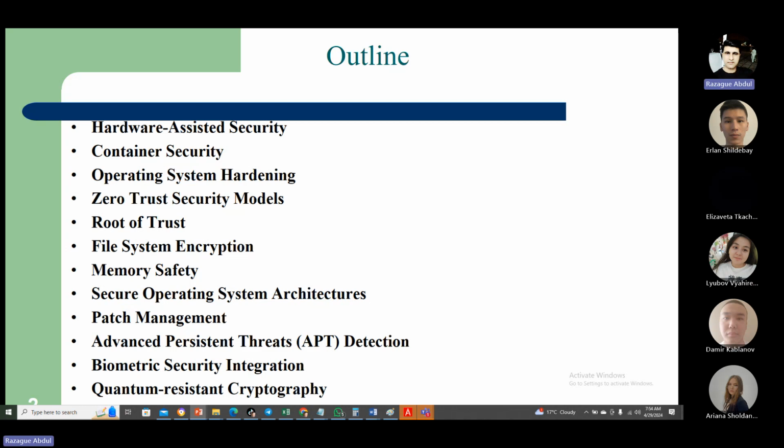container security, operating system hardening, zero trust models, root of trust, file system encryption, memory safety, secure operating system architectures, patch management, advanced persistent threat detection models, biometric security integration, and finally, our focus will be on quantum resistant cryptography.